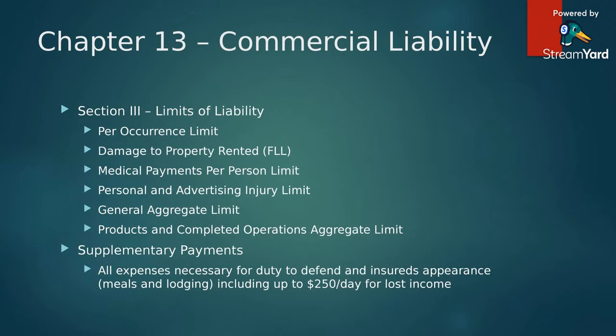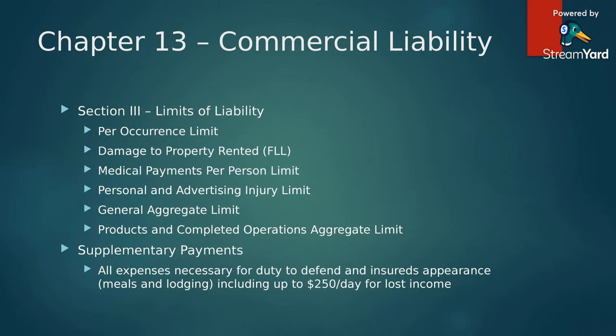Section 3, limits of liability. So the CGL policy declarations page is going to look a lot like what we see on page 154 there. Per occurrence limit of $1 million, $50,000 for damage to property rented, also known as FLL. Medical payments per person limit $5,000, and then personal and advertising injury limit of $1 million, general aggregate limit of $2 million, and products and completed operations aggregate limit of $2 million.